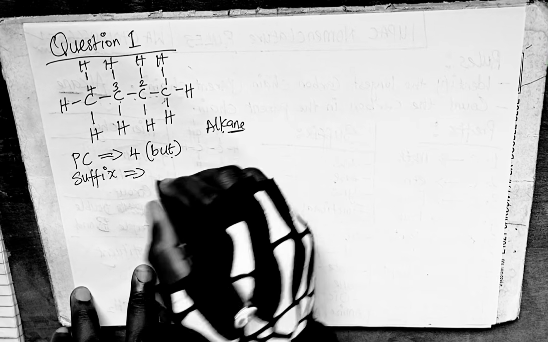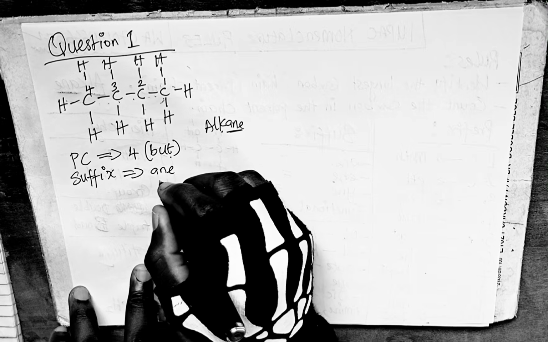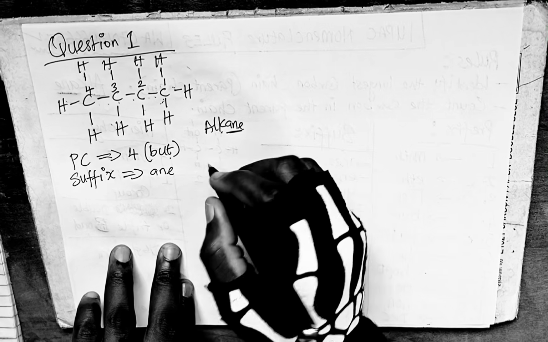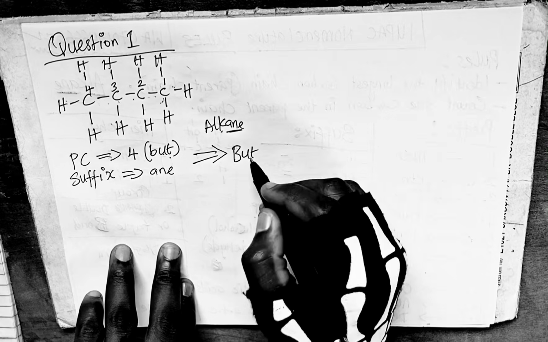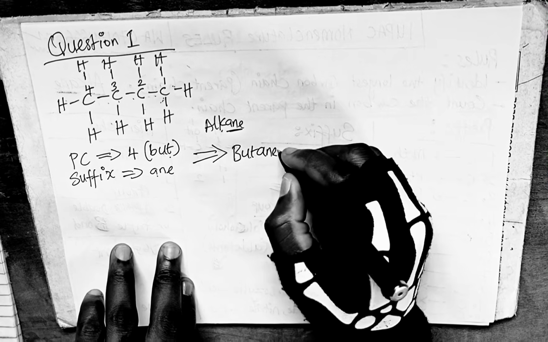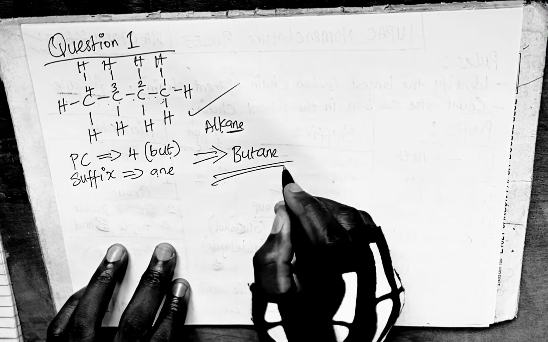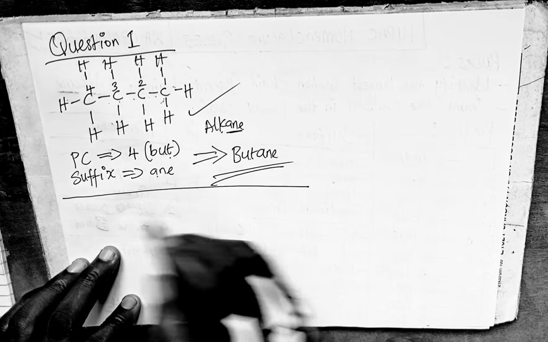Ane. Okay, ane. So the name of this compound will now be what? Butane. We bring our but and we bring our ane. Butane. Okay, so this is butane. All right. The next, number 2, name me the second one.